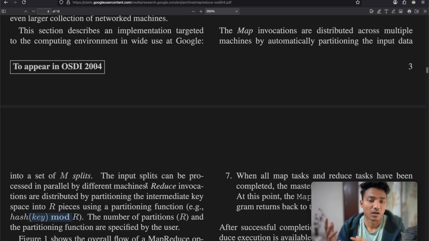Once those M splits have been run in parallel, I think there should be no issue running them in parallel. Because if we do it sequentially, we take a single input, run the map function on it, and produce output, right? Then when we have another input, we take it, run the map function again, and we have the output. So even if we do it sequentially, there's no interdependency between one input and another input.